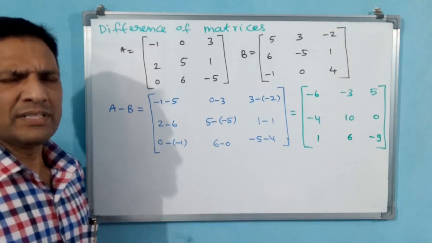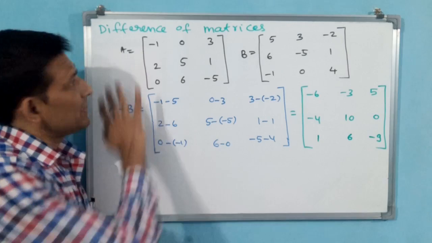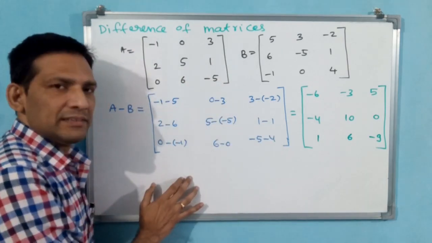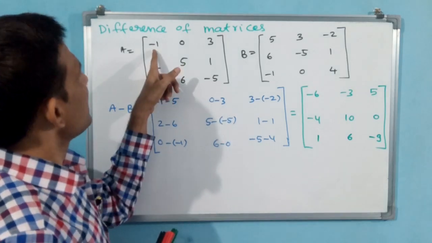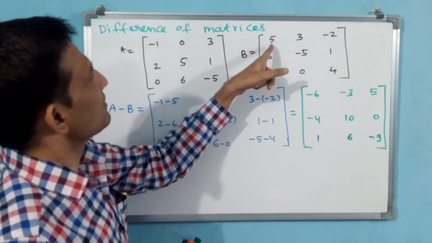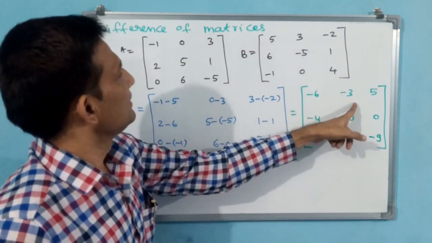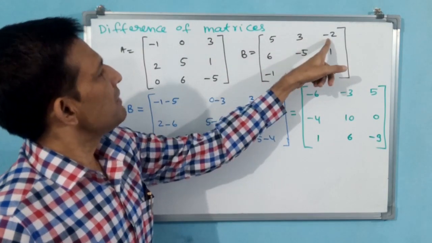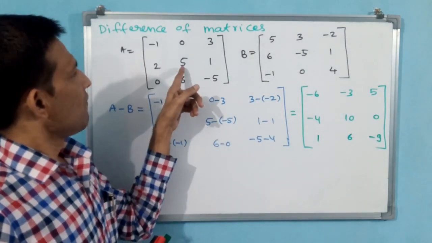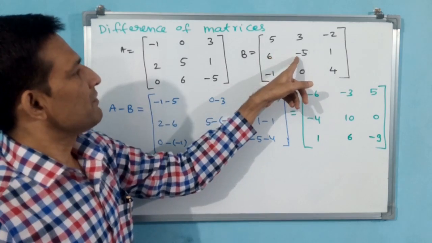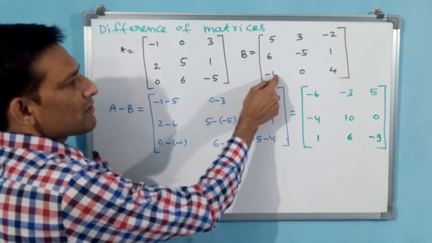With this example, easily you can understand. Why? Because we had not seen the first question, that is why I have written this. Or else you need not write this also. Directly you can write this. What you are going to do? A minus B: minus 1, minus 5, minus 6. Directly you write minus 6. 0 minus 3, minus 3. 3 minus of minus 2, plus 2. 3 plus 2, 5, 5. Directly you write. 5 minus of minus 5, plus 5. 5 plus 5, 10. 0 minus of minus 1, plus 1.